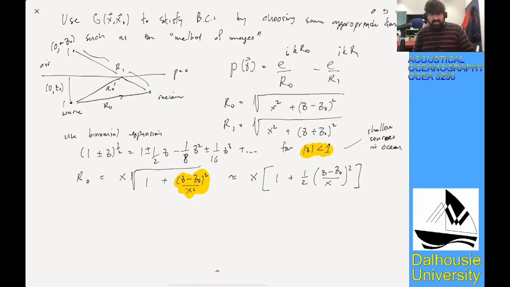But of course, we haven't really defined a scale yet. So shallow relative to what? Well, spoiler, wavelength. Okay, and similarly for R1, we can do the same expansion. Let's just jump right to the expanded form here. Now we're going to have (z plus z0) over x, squared. Okay, and then we can continue to expand these, right?